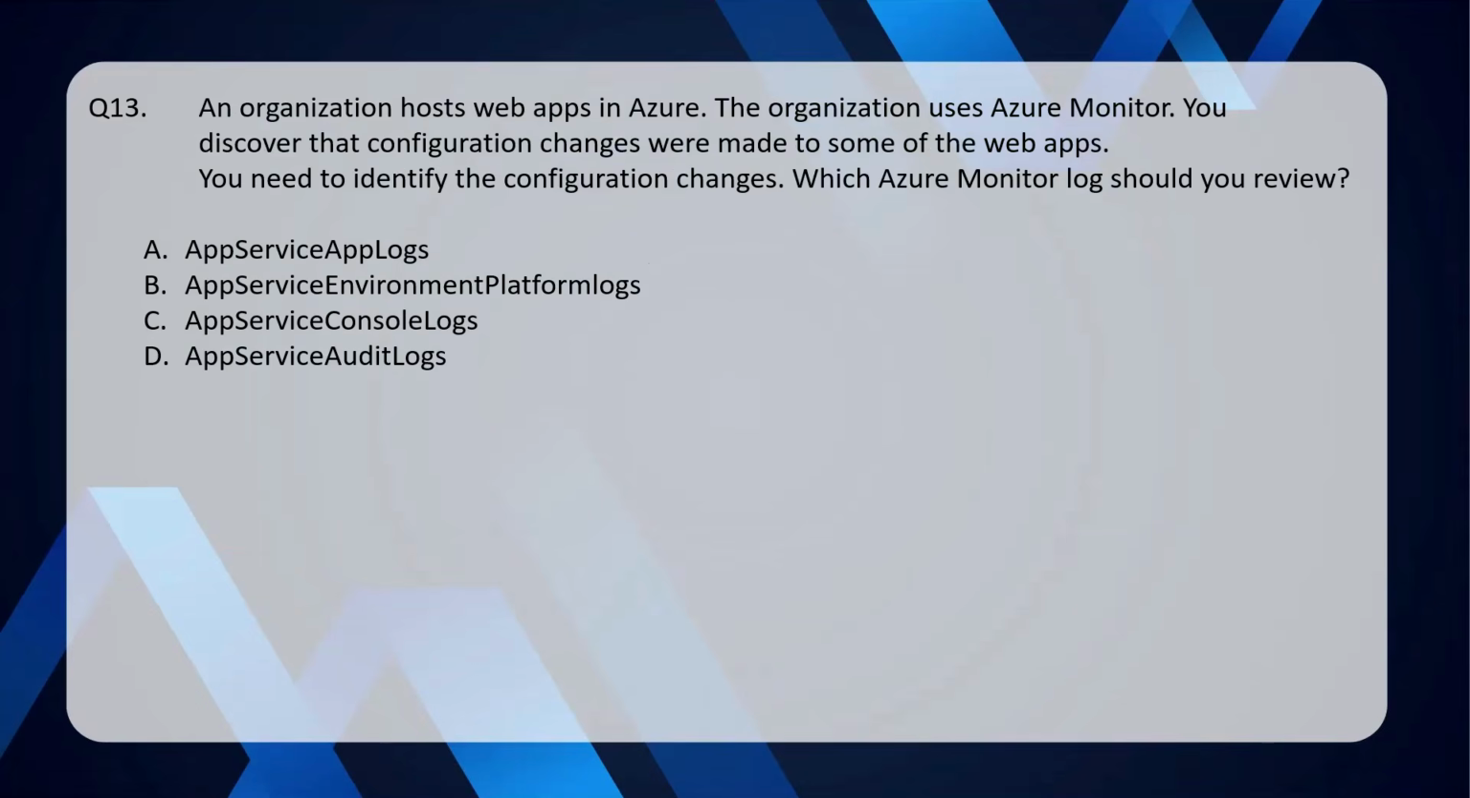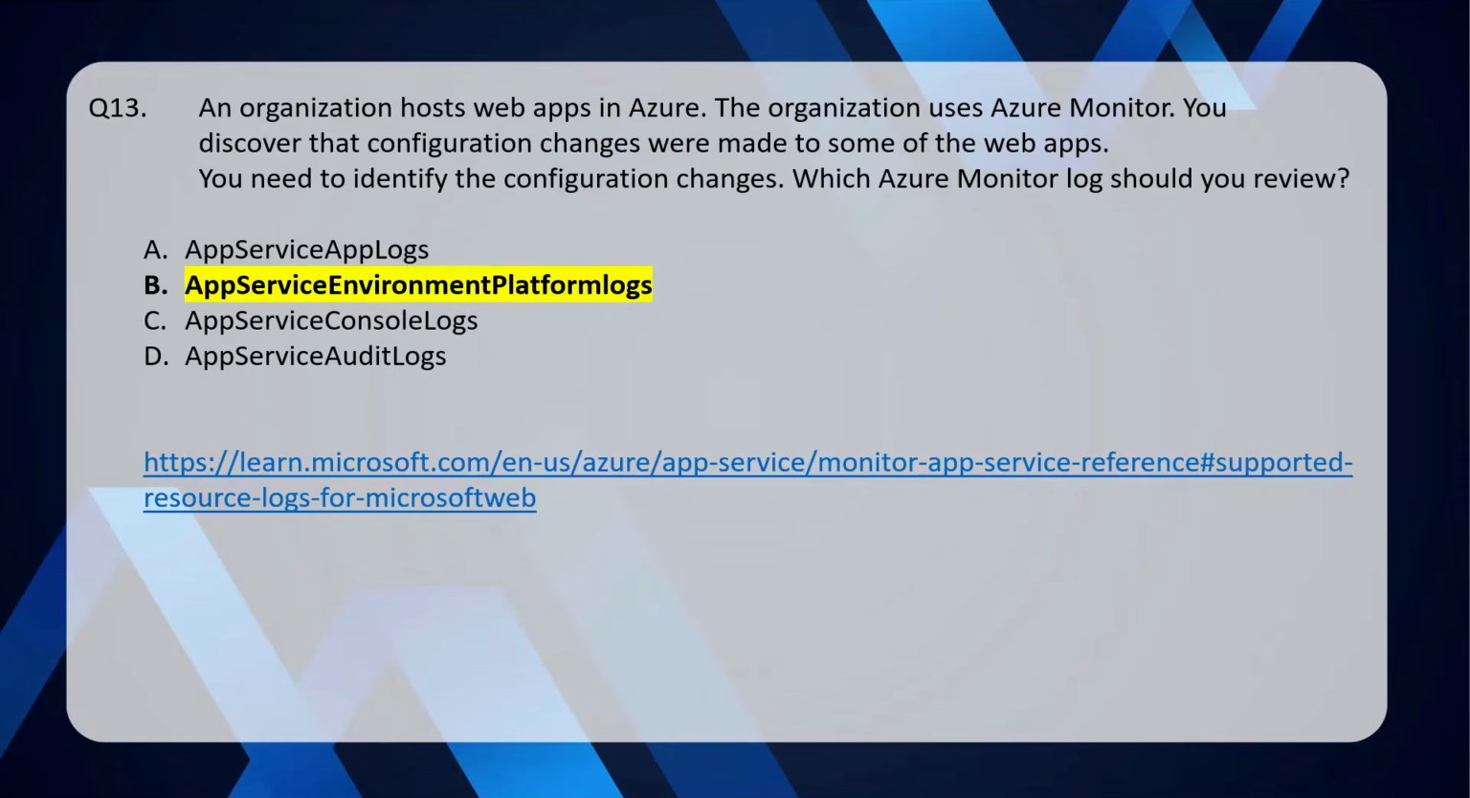Now friends, platform logs include configuration change tracking such as app restarts due to setting changes, changes in pricing tier or scaling, and other environment level modifications. Refer to the link on your screen to read more about the remaining three log categories along with the other ones which are not mentioned in this question.